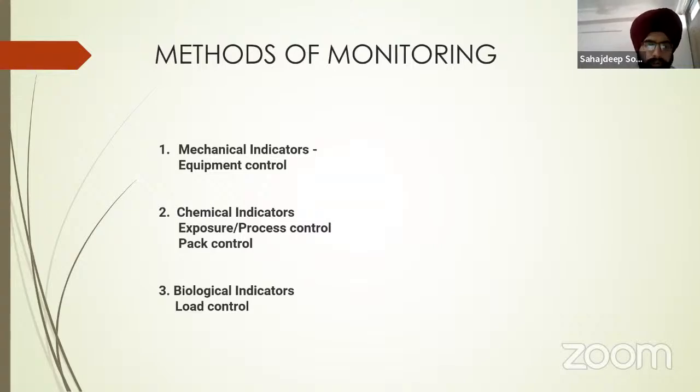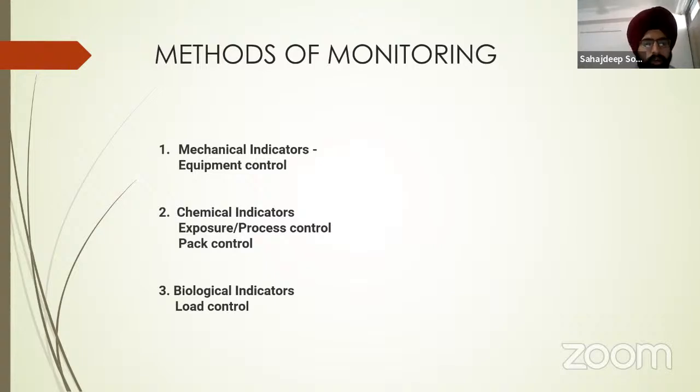Monitors can be of three types. They are mechanical indicators, which tell about the equipment control. They indicate the efficacy of the equipment being used for sterilization. Then comes the chemical indicator. These are of two types, external and internal, and they indicate exposure control. That is the exposure of the pack to the sterilizing process.